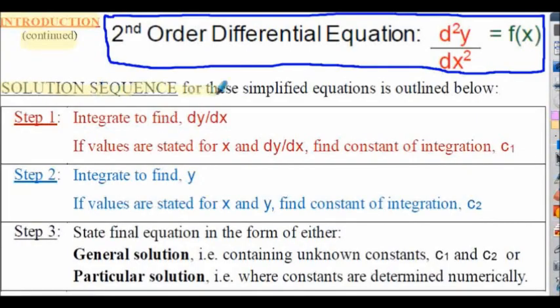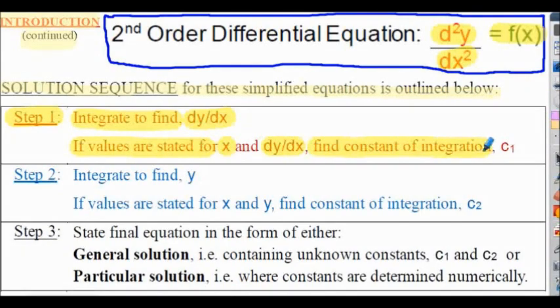So the solution sequence for the simplified equations is outlined below. Step 1, we will integrate the given second order differential equation in this format to find dy by dx. If there are values stated in the question for x and dy by dx, we will then find the constant of integration, C1. Step 2, we integrate a second time, this time to find y, and if values are stated for x and y, we will again find the constant of integration, C2.